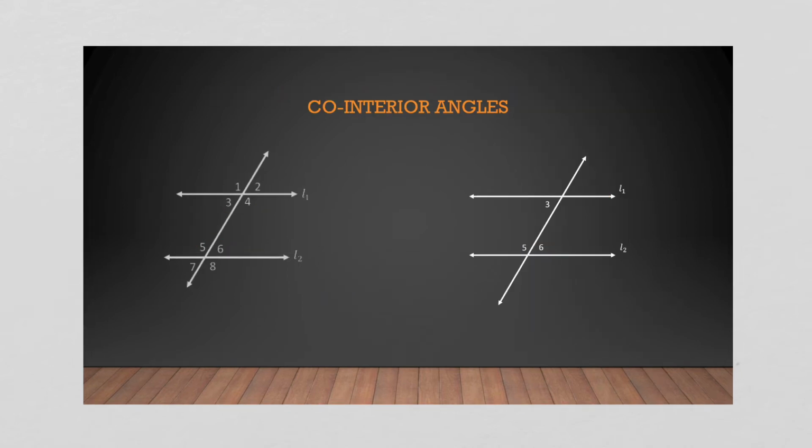So the next one is called co-interior. So again, what are the interior angles? Well, it's those two and those two. So what does co-interior mean? Well, it means the two that are interior together. So in this case, this one and this one, right? Here are our parallel lines. You can see that they are interior together. So what we're trying to prove here, this theorem states that angle 3 plus angle 5 equals 180 degrees. So that's what we're trying to prove for this one.